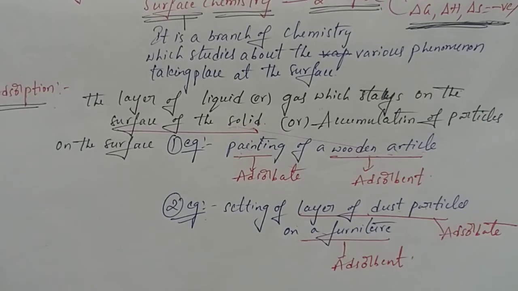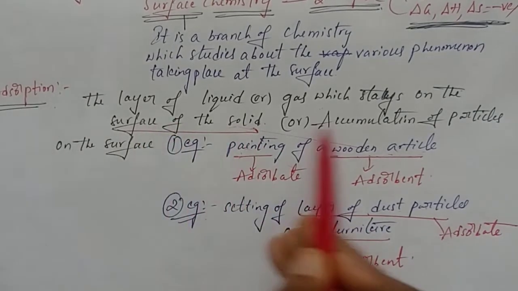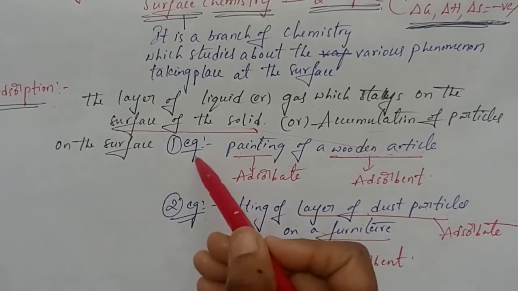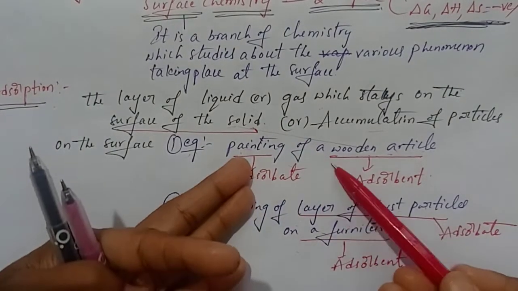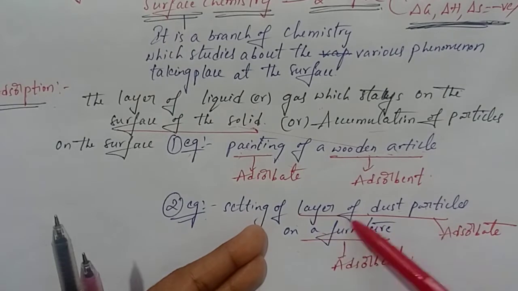Are you clear on this one? So what is adsorption, students? Accumulation of particles on the surface is nothing but adsorption. Here we can take two examples: painting of a wooden article, or a layer of dust particles settling.